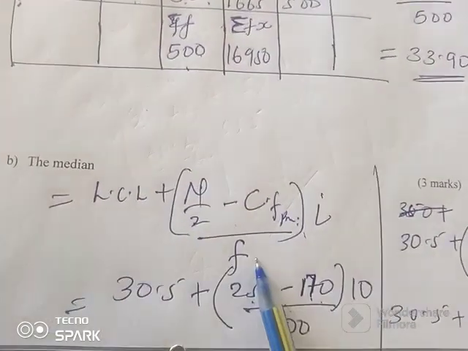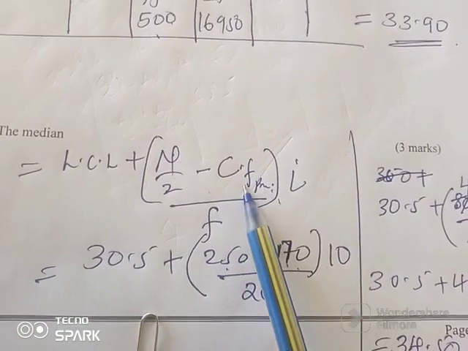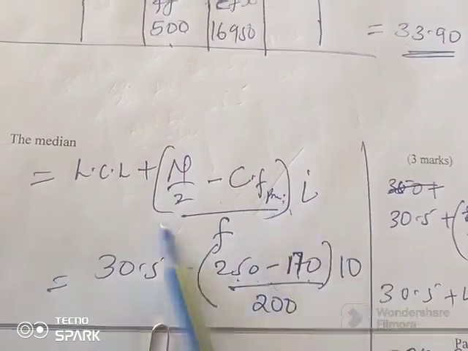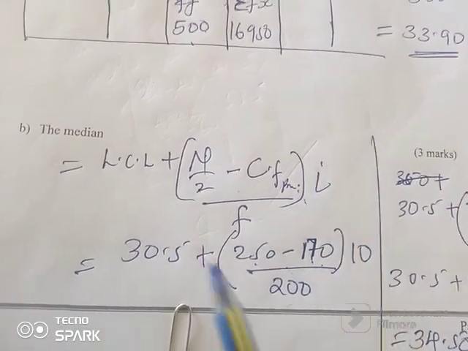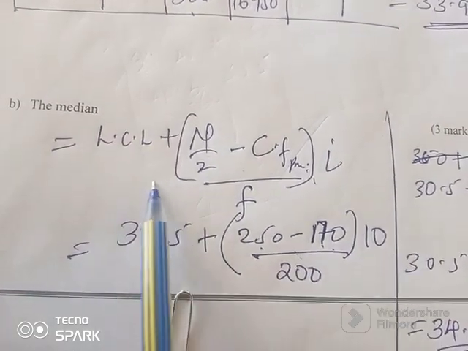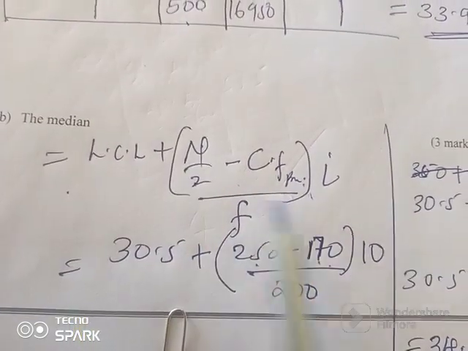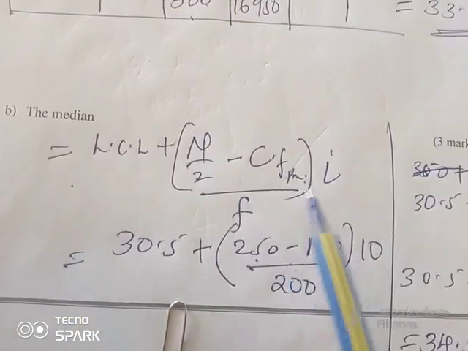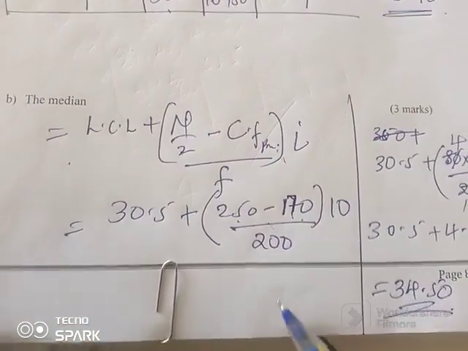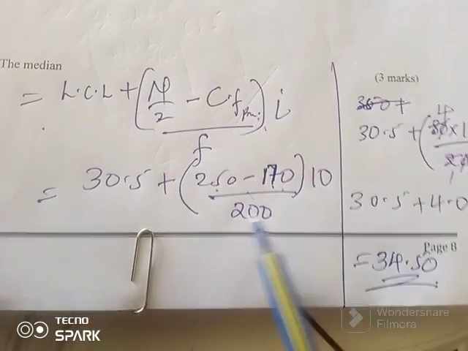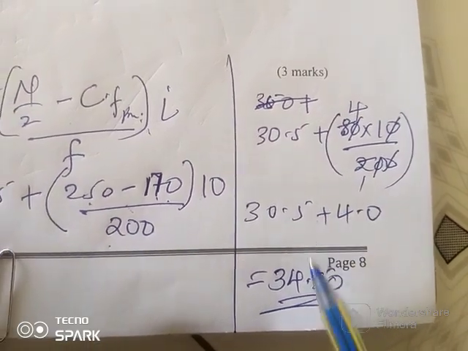Then apply the formula of median: lowest class limit plus number over 2 minus cumulative frequency of the previous class, all over f times I. I is the interval. Please, some students make a mistake of bringing this line all the way to LCL. No, this is only divided by what is within the bracket. Those are the nitty-gritty things that make you become a unique champion. So by the class interval, all over the frequency of our class. Divide through, be careful, and there we are.